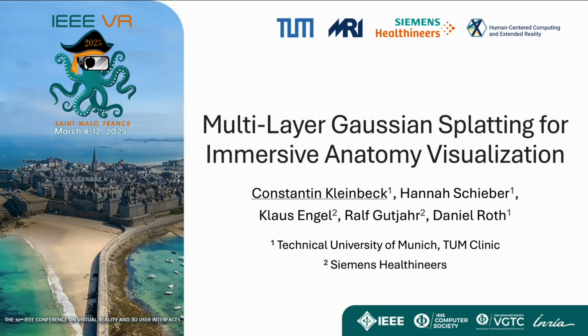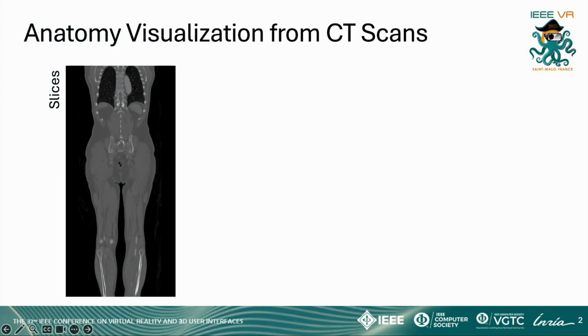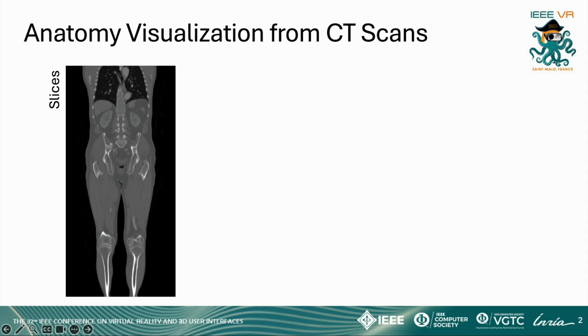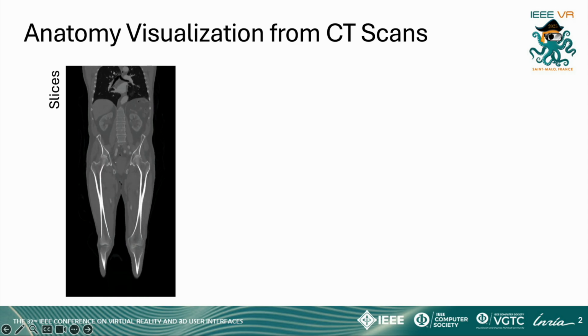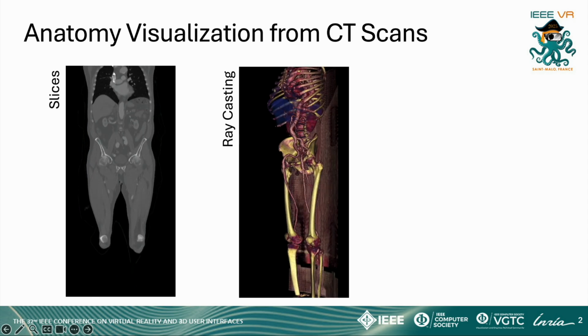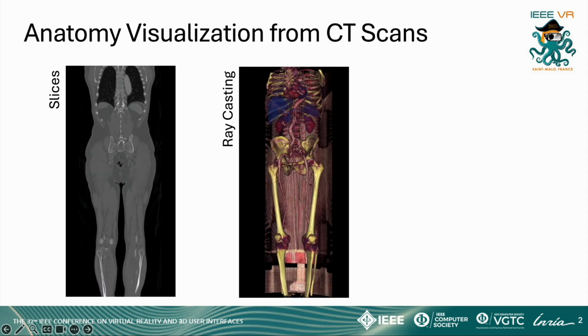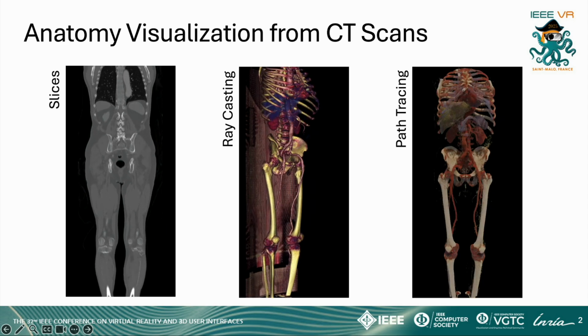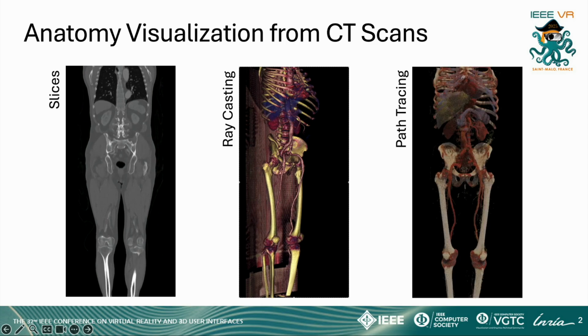Hello and welcome to the presentation of our project, Multi-Layer Gaussian Splatting for Immersive Anatomy Visualization. In this work, we focus on visualizing anatomical data obtained from CT scans. Traditionally, such data is viewed as monochrome slices. Three-dimensional rendering approaches, like those based on raycasting, improve visual realism, with the highest quality achieved through path tracing visualizations.